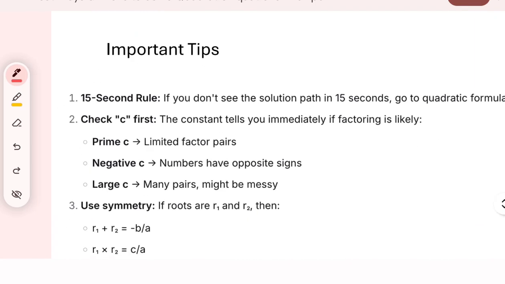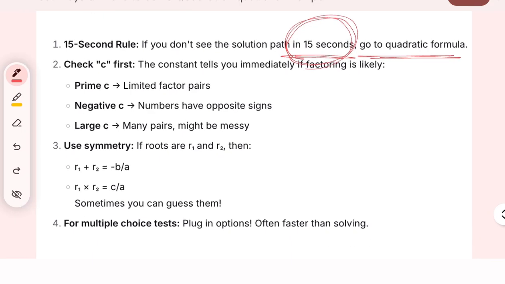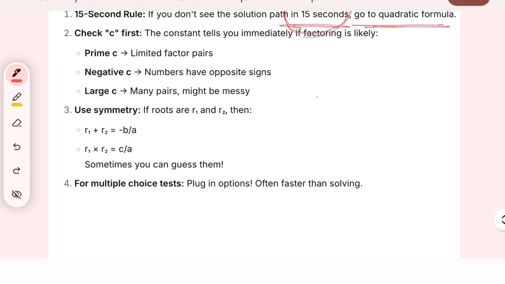So here are some important tips. The second rule, if you don't see the solution in 15 seconds, then go to the quadratic formula. That is always my advice. If you cannot resolve anything within 15 seconds, then proceed and apply the quadratic formula. All right, that is my advice to you.